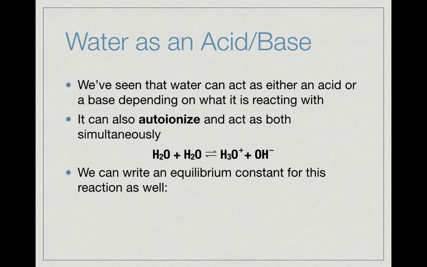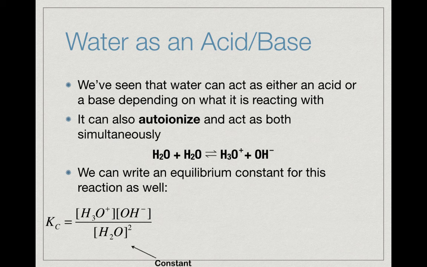And this is an equilibrium situation, which means we can write an equilibrium constant expression for this reaction as well. So we just write products over reactants. Kc is equal to the hydronium ion, H3O+, times the concentration of the hydroxide ion, OH-, over our water squared. But of course, we don't include water in our equilibrium constant expressions because their concentrations are constant. So we're going to take those out. And what we end up with is our Kc concentrations.